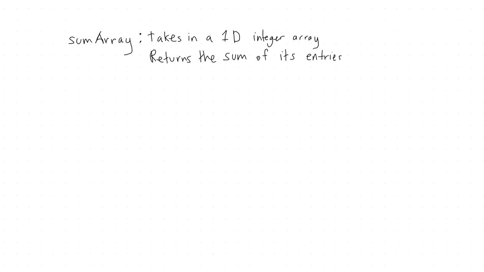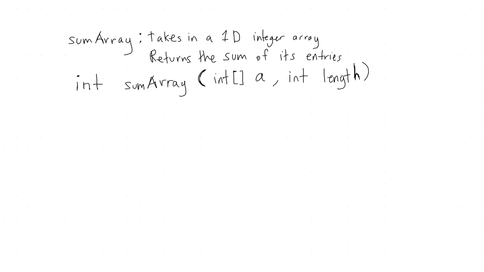So the first thing is we want to write the title line of sum array. It's going to return the sum of its entries. Since they're all integers, it's just going to be the data type int. Then we have the name of the function, and then we say it takes in an int array called a. And we also pass in its length. So this part doesn't really change.